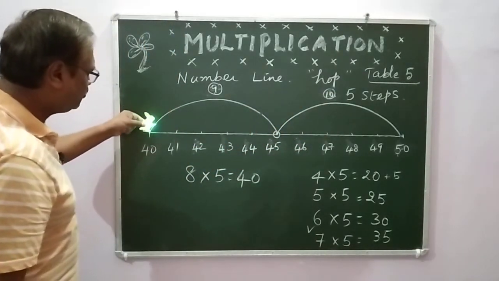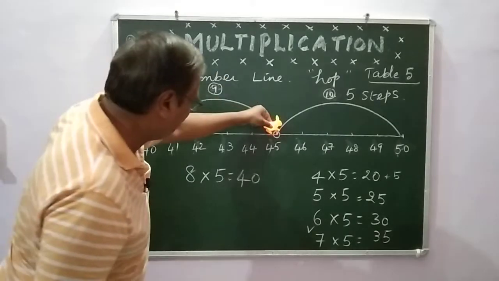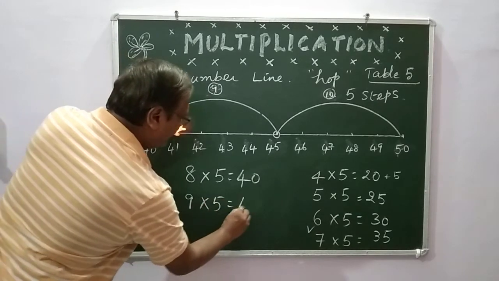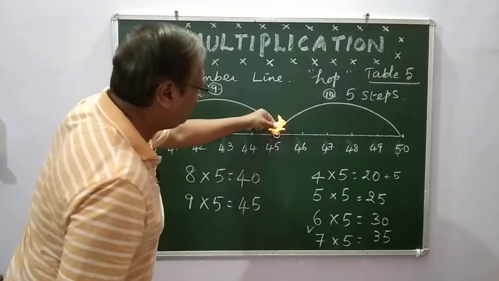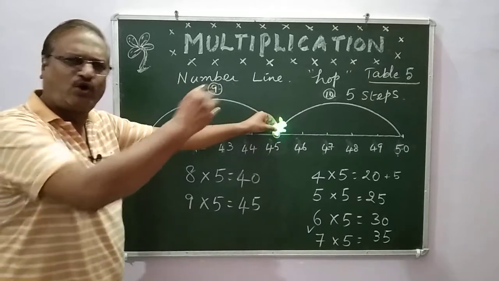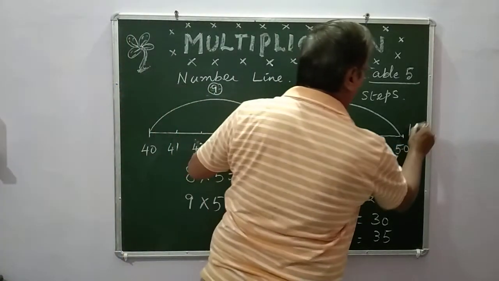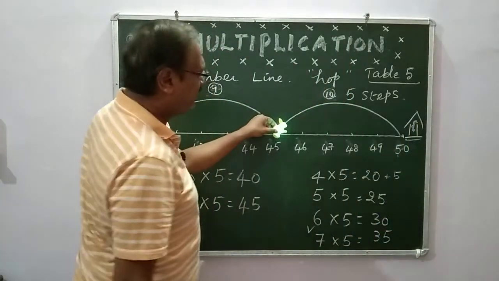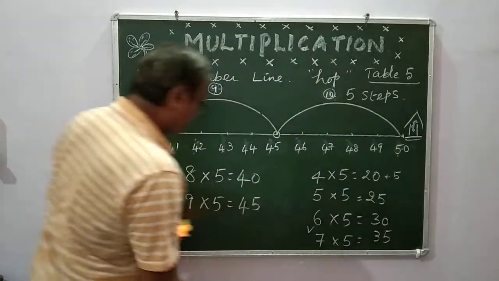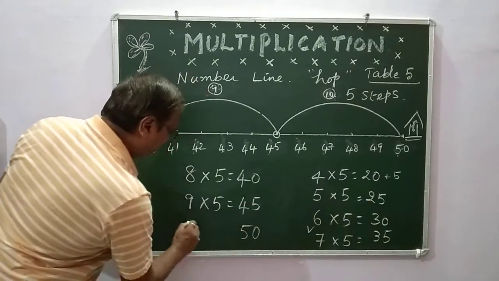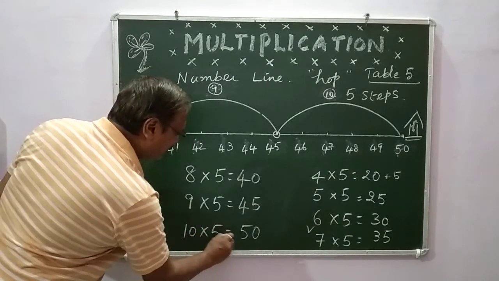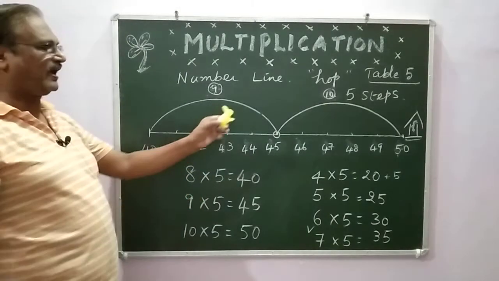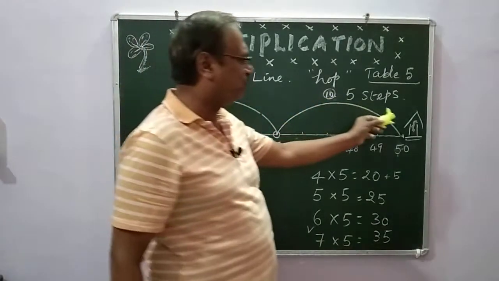40, just to jump, next jump, 45. That is the 9th jump. 9 5s are 45. After coming here, again, last, it is going to go home. The bunny has got her home here and it is going to go here as her home. Right? It is reaching her home. That is 50. That is 10 5s are 50. Now bunny is tired. Now bunny has reached home.